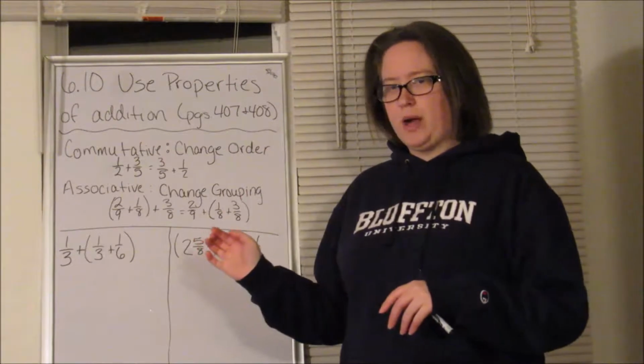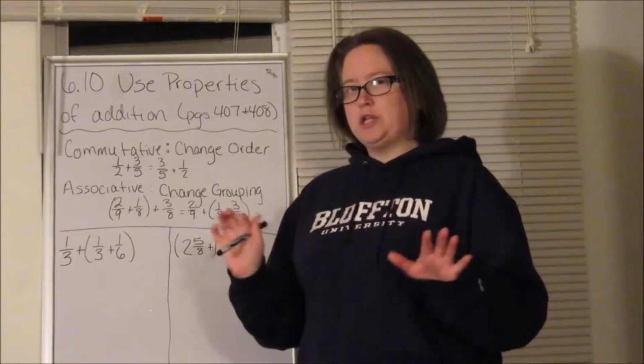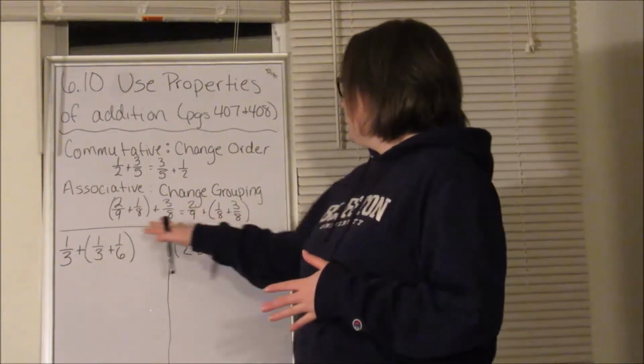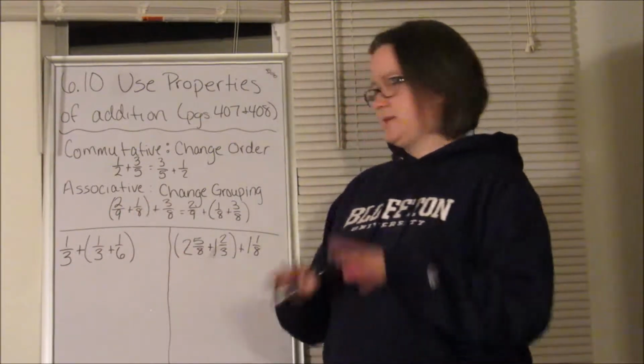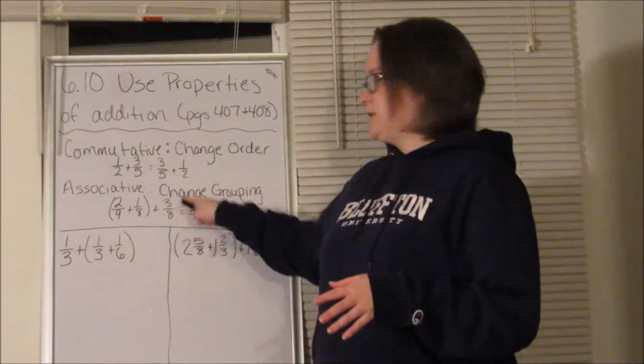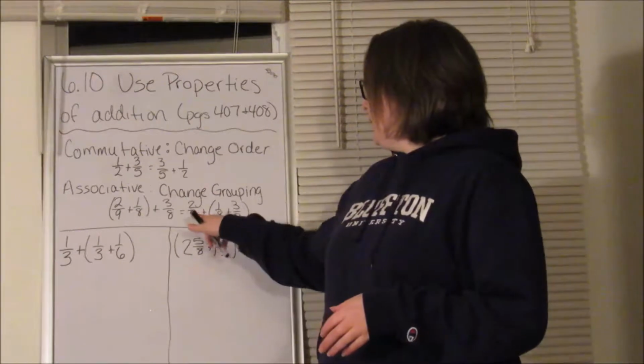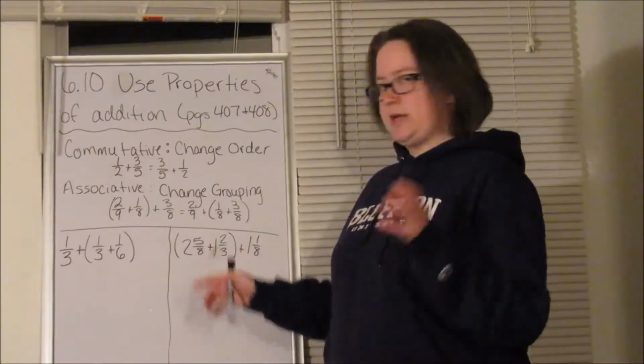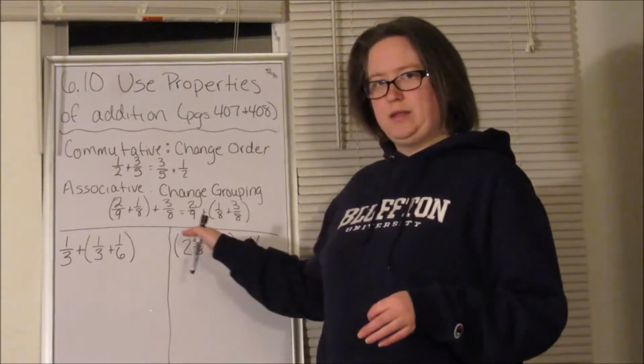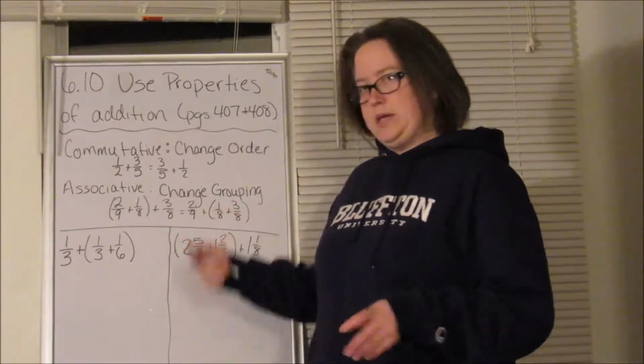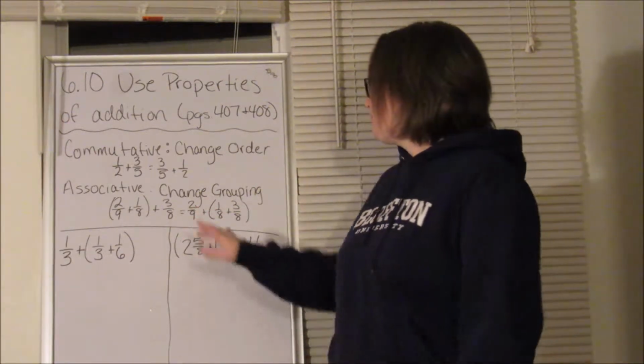The associative property is when you change the grouping. So we have 2/9 plus 1/8 in a grouping, plus 3/8. Then we have that equals 2/9, which is outside the grouping, plus 1/8 plus 3/8 inside the grouping.